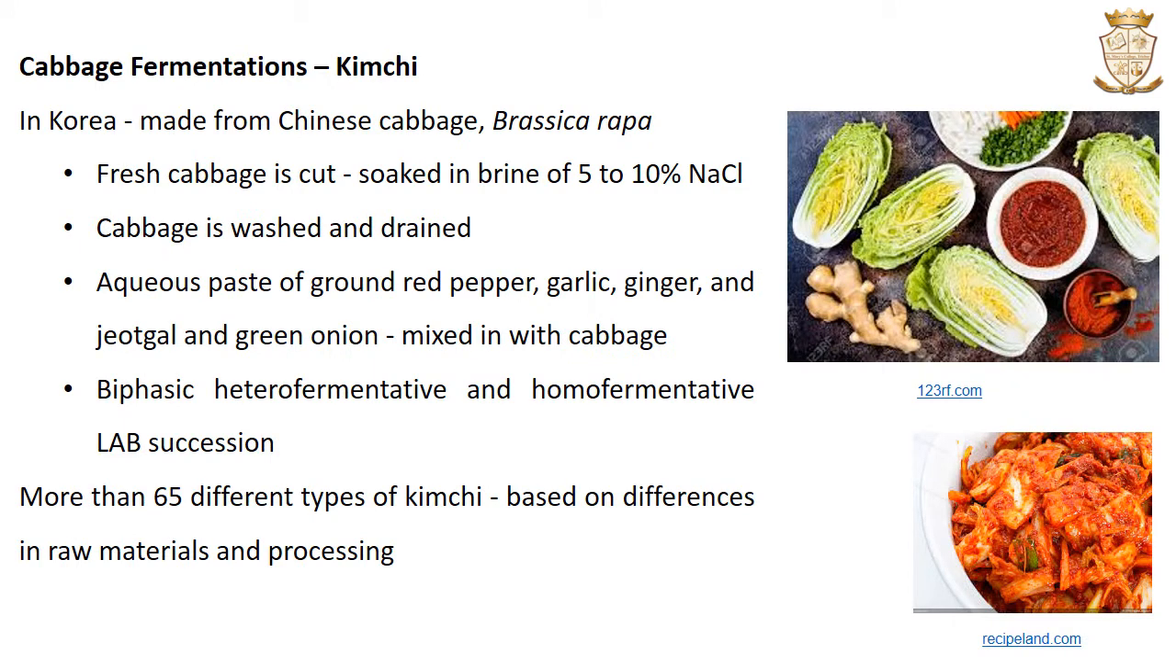The next fermented vegetable is kimchi. This is also a cabbage fermentation, usually used in Korea, made from Chinese cabbage. The kimchi fermentation is microbiologically similar to sauerkraut fermentation, except for the ingredients, flavor, and preparation methods. For kimchi fermentation, the cabbage is cut and soaked in a brine of 5 to 10% NaCl. Then the cabbage is washed and drained, and an aqueous paste of ground red pepper is mixed with the cabbage. Small amounts of additional ingredients such as garlic, ginger, geotgal, and green onion are also usually added. Geotgal is a highly salted anchovy fish.